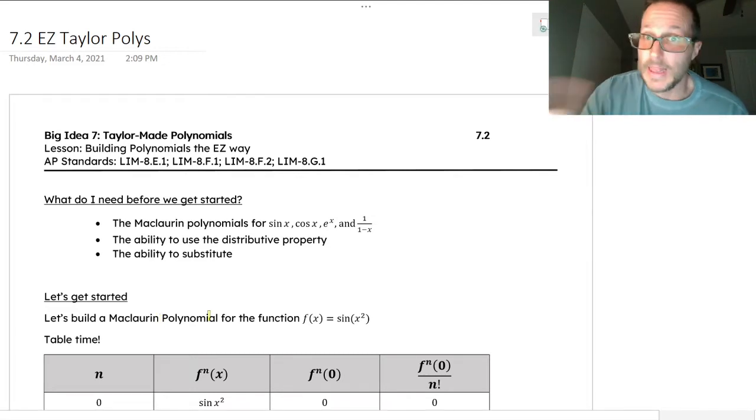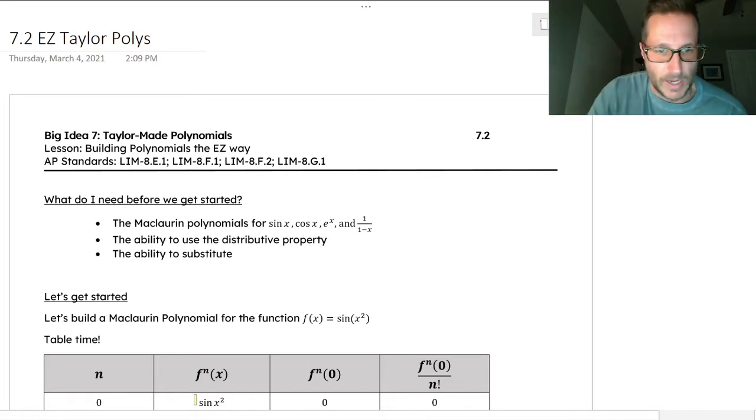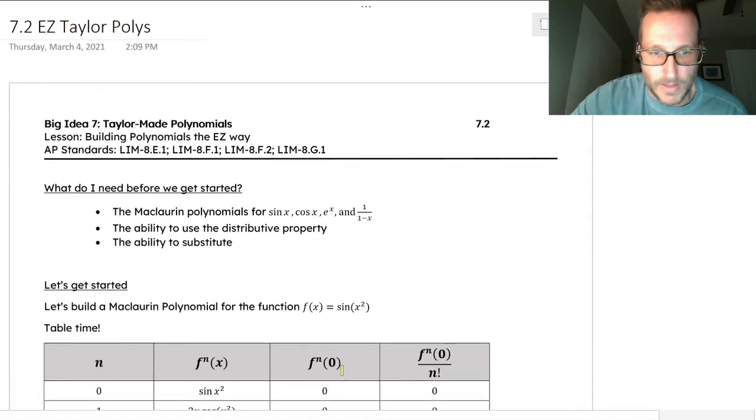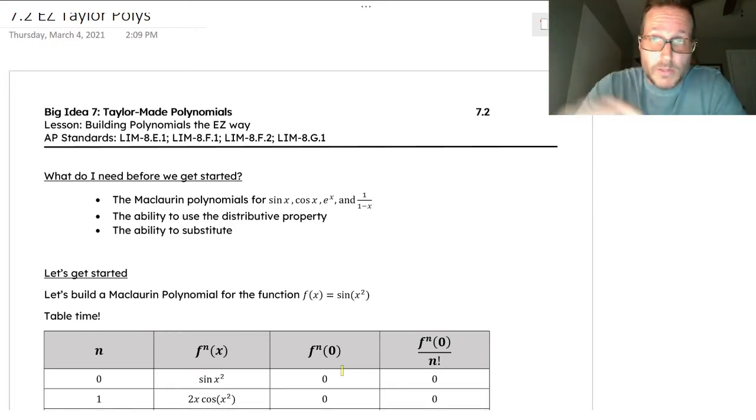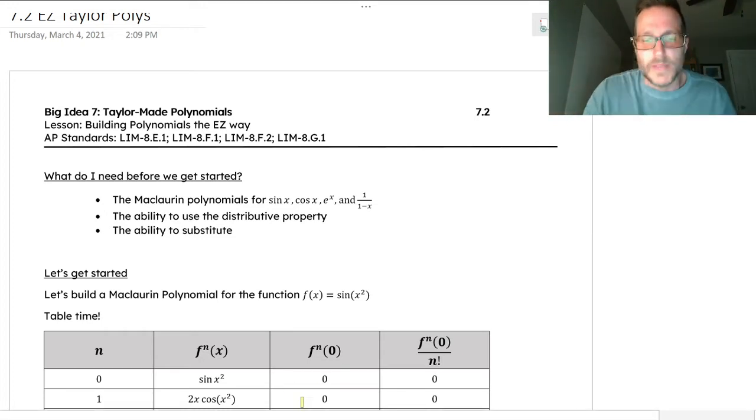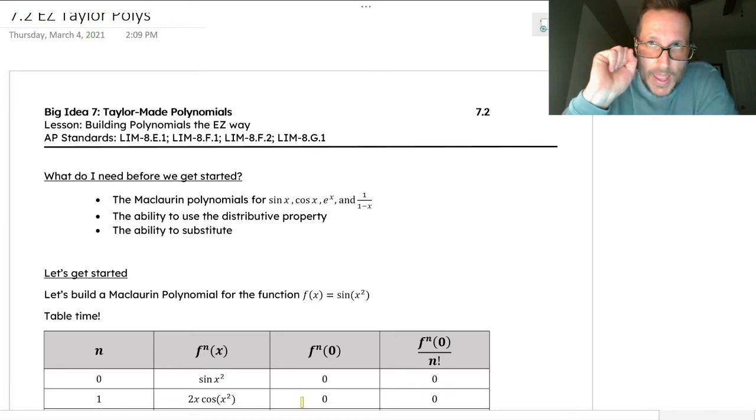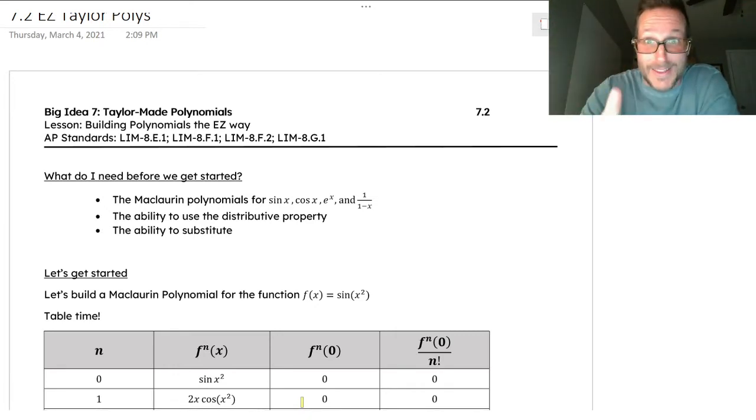Okay, so in my last video, I showed you how to use a table of values to stay organized. So here we go. When n is 0, of course, that's the original function, sine of x squared. Sub in 0 and we get 0, so that term is not there; the coefficient is 0. The derivative of sine x squared, that's a little chain rule. So that's cosine of x squared times 2x. Plug in 0, we get 0 again. Nothing's happening so far.